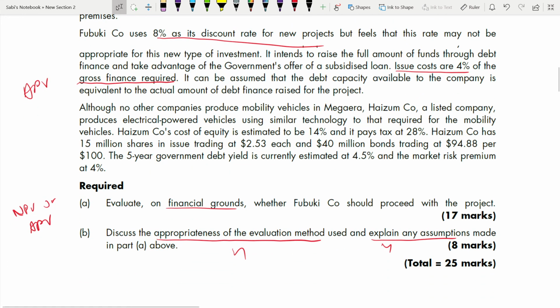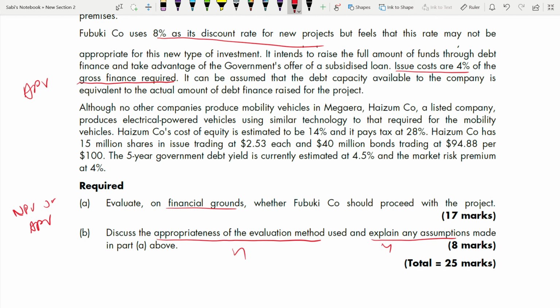Coming to the last para. Although no other companies produce mobility vehicles, Hazem is a listed company. Now, why is Hazem given as a listed company? For you to find the cost of equity. You are using that company's asset beta, finding equity beta, then cost of equity, then WACC. You see that long process? Because you have to discount your project using that company's asset beta. Hazem is a listed company. Your company is not listed. Remember that. When you talk about assumptions, that is another assumption. You are not listed, but you are using the listed company's asset beta, converting and regearing and changing it to yours. All this is assumption.